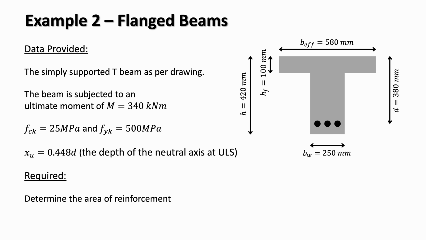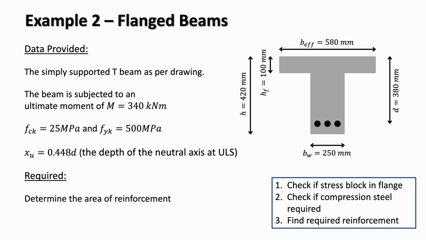We're already given an ultimate moment of 340 kilonewton meters, so we don't have to calculate the moment or the effective width in this case. And we know the strength of the concrete is 25 megapascals and the strength of steel 500 megapascals. We're also given the depth of the neutral axis at the ultimate limit state, xu, as 0.448 d. We need to find, once again, the area of reinforcement. To do that, we'll first check if the stress block is in the flange, check if compression steel is required, and then we'll be able to determine how to find the required reinforcement.